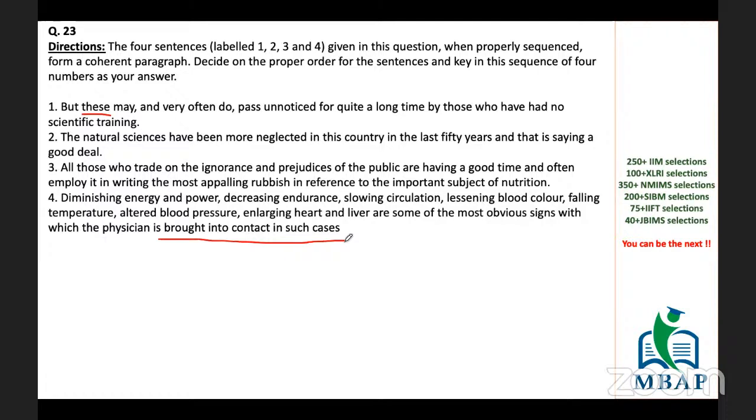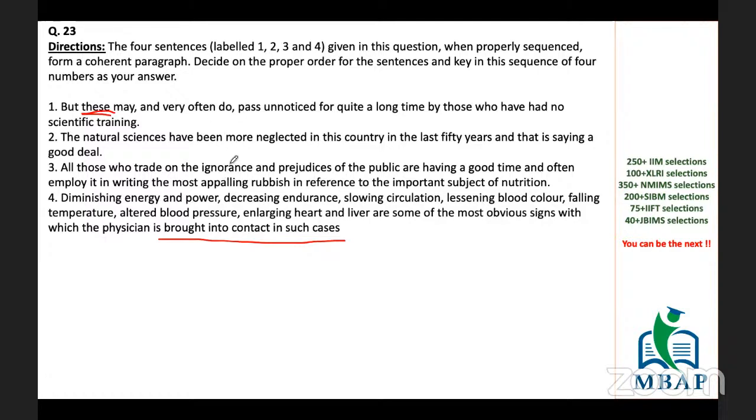Okay, now let's see the remaining sentences. But these may, and very often do, pass unnoticed for quite a long time for those who have had no scientific training. Okay, so here what we are talking about is, but these may very often do pass unnoticed. So what is going unnoticed? In these two sentences, there is nothing we can say that is going unnoticed.